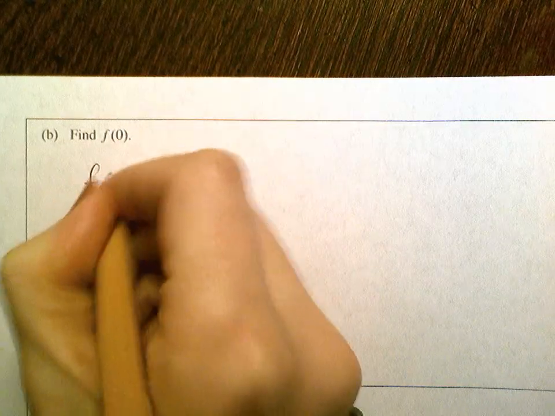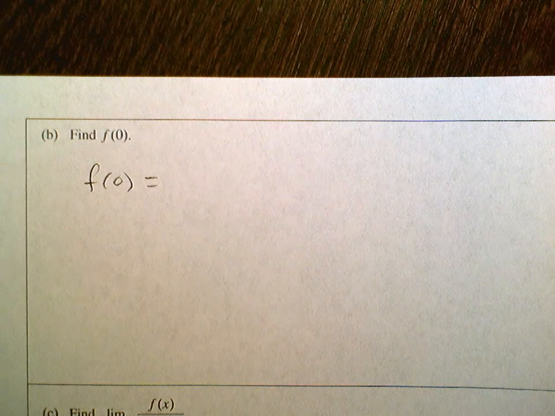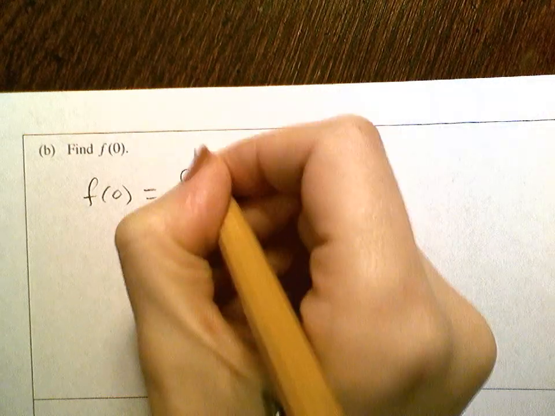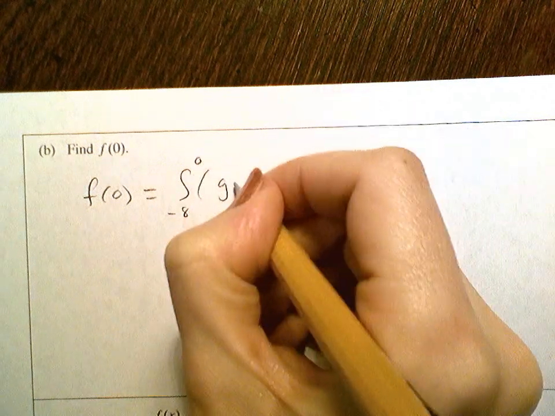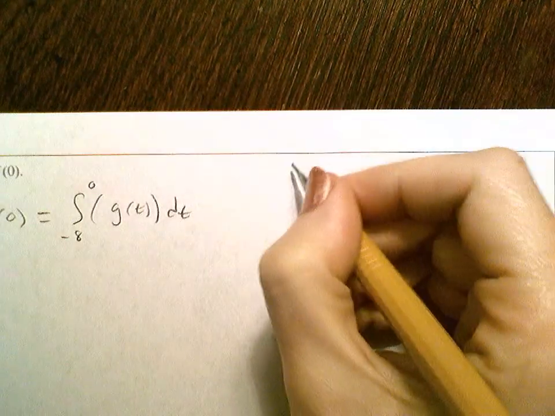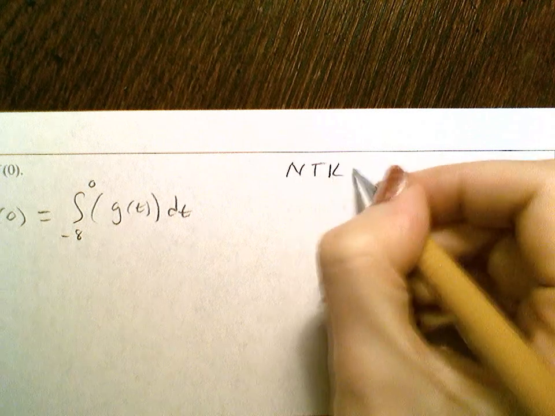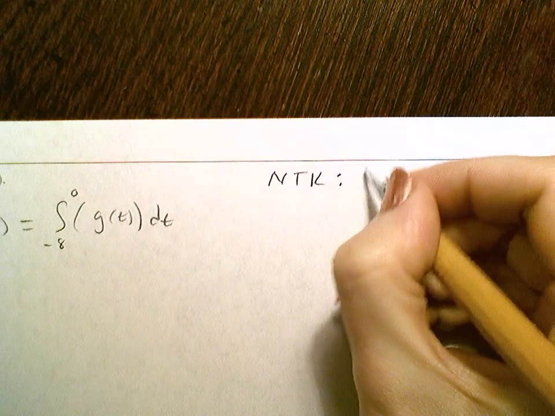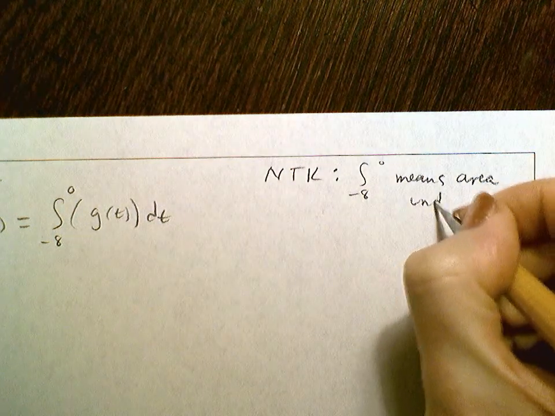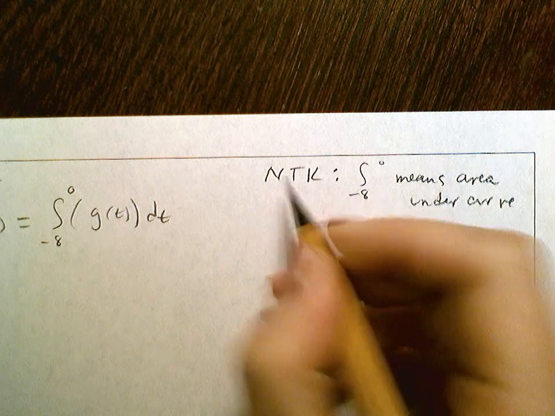All right, now moving on, we're going to find f of 0. So the way that this function works, the input goes in the upper limit of the integral. So f of 0 is the integral from -8 to 0 of g of t dt. I'll write sometimes what you need to know: that this means area under the curve. Okay, so that's what you really need to know.